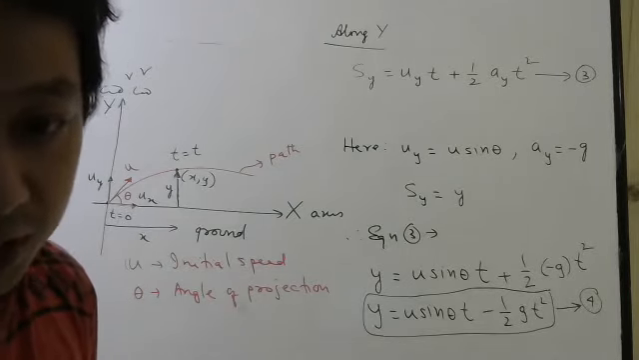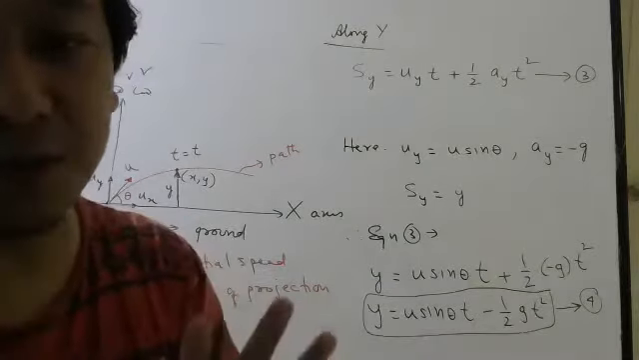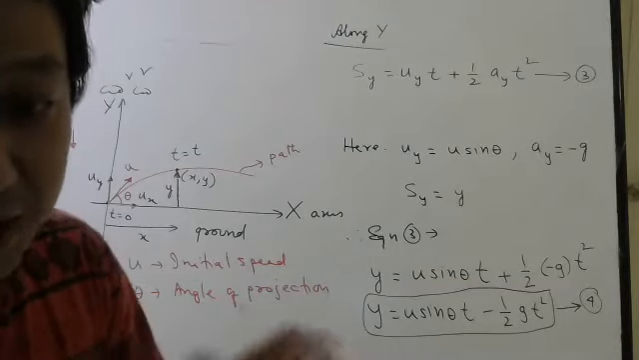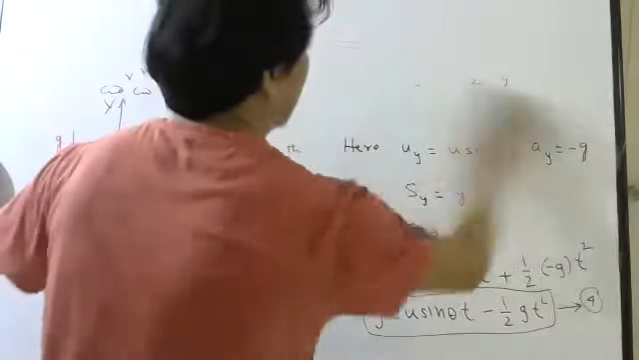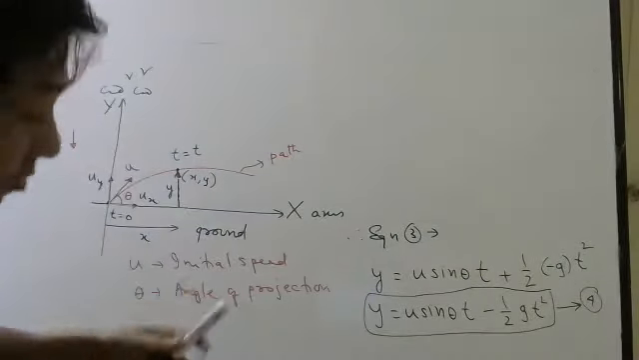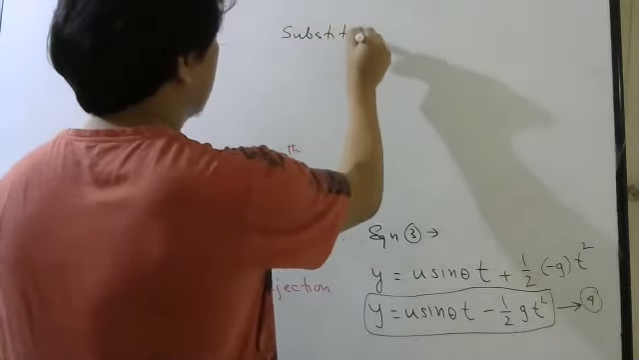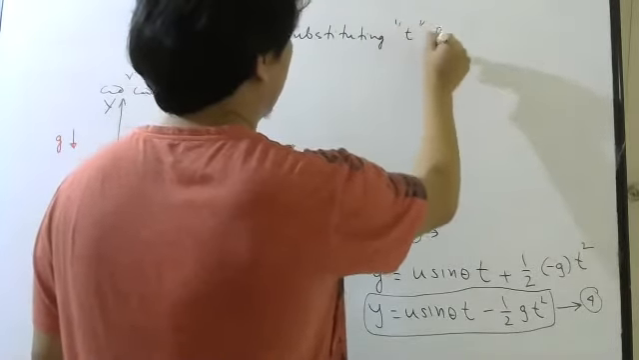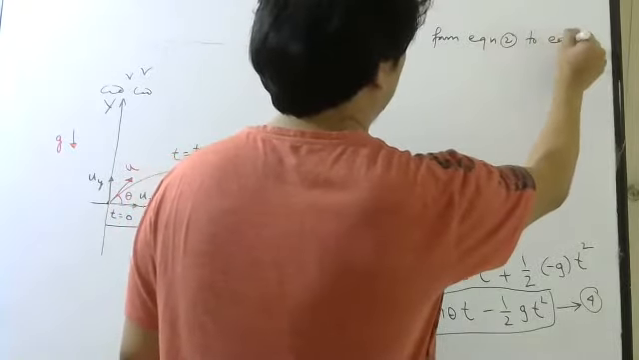T is common. Okay. U is common, but u is not variable. No, u is given to you. U will not change with time. Initial speed is constant, but with time, t will change. So what we will do now is we will substitute t from equation 2 to equation 4.